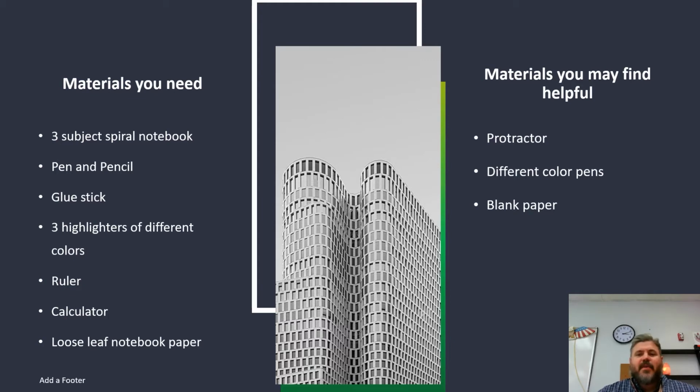Some materials that you might find helpful: protractor, different color pens, and blank paper. And I'm talking blank, like computer paper, just because of some of the problem solving things that we attempt, it's helpful to have those. The different color pens, again, going back to breaking down information and pulling out the important parts of information as we go through solving various problems or breaking down an argument, it's helpful to be able to distinguish that with different colors.